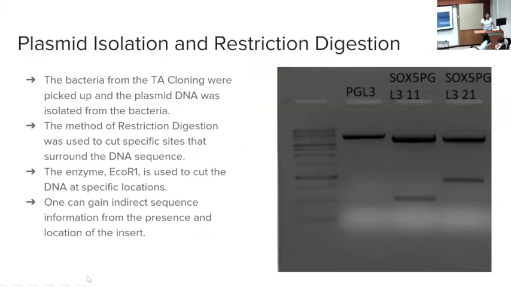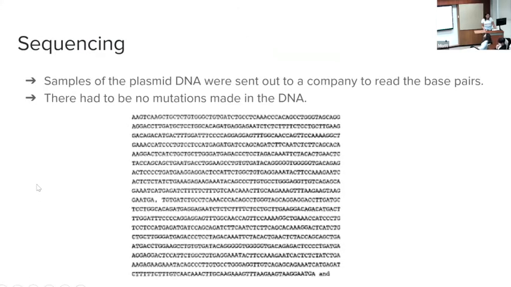Next is plasmid isolation and restriction digestion. The bacteria from the TA cloning were picked up and the plasmid DNA was isolated from the bacteria. The method of restriction digestion was used to cut specific sites that surround the DNA sequence. The enzyme EcoR1 is used to cut the DNA at specific locations. One can gain indirect sequence information from the presence and location of the insert. As you can see, we digested just the PGL3 vector and then SOX5 PGL3 1 and 2, which were just two different copies of the same primers.